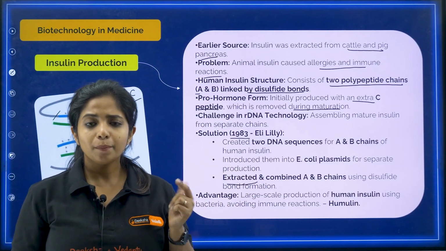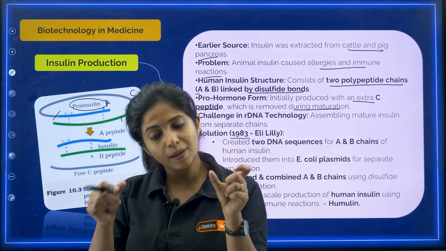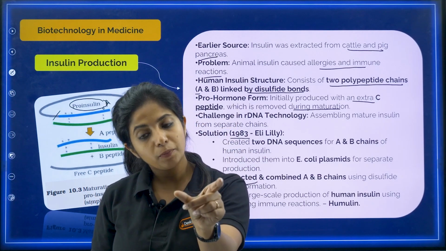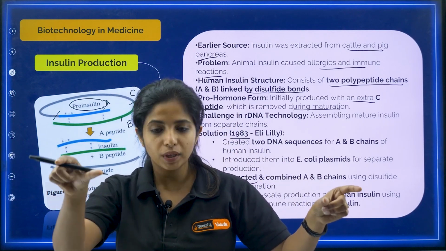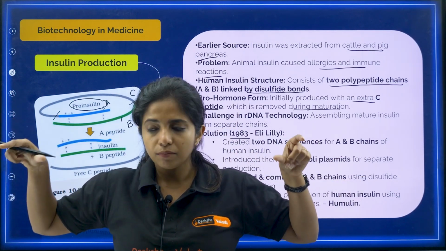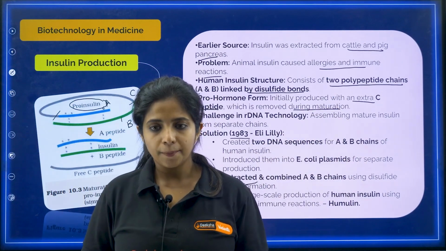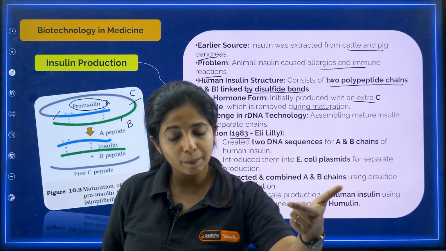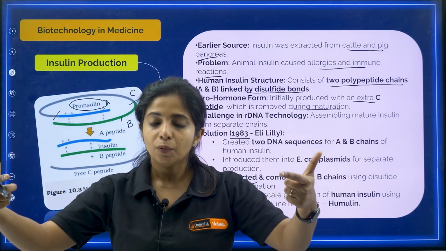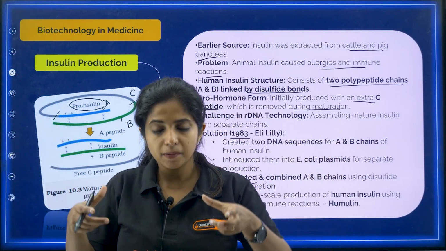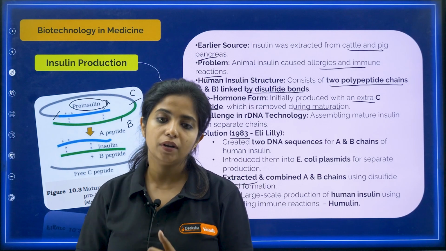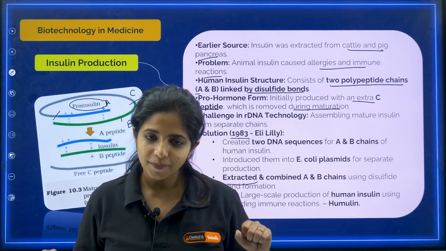What was the solution? Basically, why don't you take the gene separately? The genes coding for A polypeptide, take it separately. The gene coding for B polypeptide, take it separately. And then put both the genes into plasmid and then put it into the E. coli. E. coli will be producing A polypeptide separately, B polypeptide separately. What we can do is we can extract it from them and we can join them under laboratory condition. The problem is sorted, right?